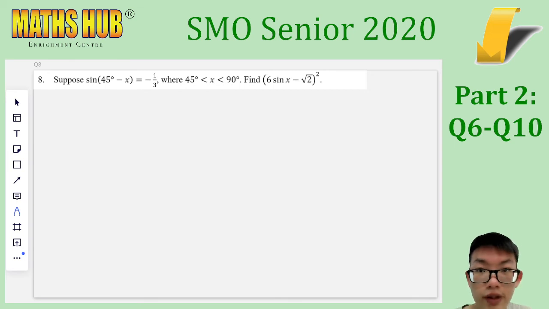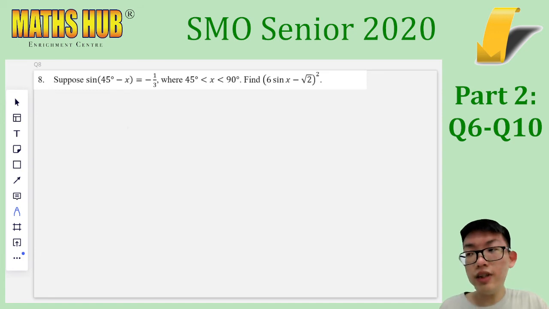In such a problem, we are instinctively compelled to just use the identity on sine 45 degrees minus x and kind of hope for the best. Certainly, there is nothing wrong with that approach. However, it does seem that once you have gotten 6 sine x minus square root 2 squared as your final outcome, whatever we do with sine 45 degrees minus x will need to be dealt with in a rather uncomfortable way, because somehow we need to abstract out the value of sine x from that.